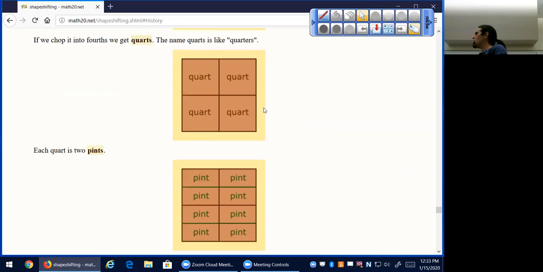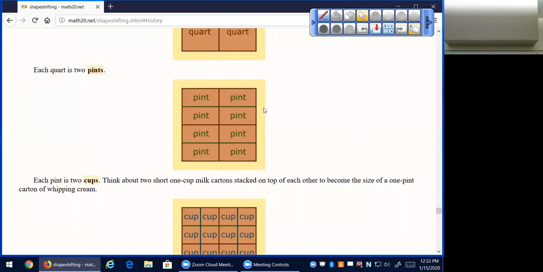If we chop those in half, we get a pint. You might know pints from buying things like heavy cream. A cup is that tiny little box you got milk in at elementary school. So 2 cups is a pint. The pints are like twice as big as a cup. So you see them at the grocery store shelf.